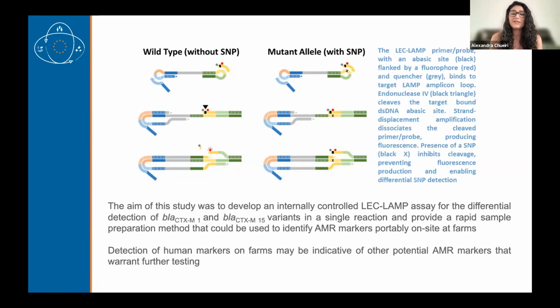So overall, the aim of the study was to develop an internally controlled Leclamp assay for the differential detection of CTX-M-1 and 15 variants in a single reaction and provide a rapid sample prep method that can be used to identify AMR markers portably on site. The detection of these human markers on farms may be indicative of other potential AMR markers that warrant further testing. There's a consortium that we're working with, and other universities have other target genes that we're looking at, such as OXA-48, KPC, and NDM. But we are looking at CTX-M for the NUI Galway part of the project.